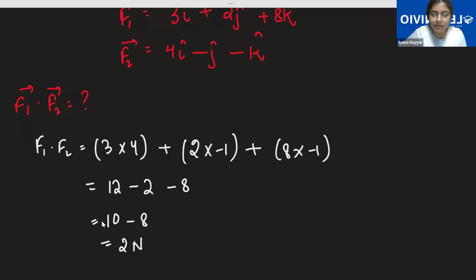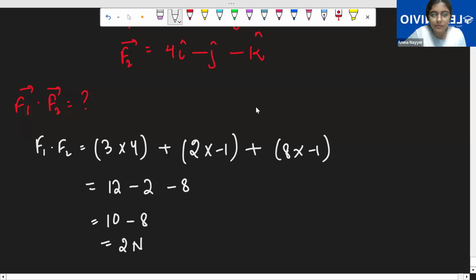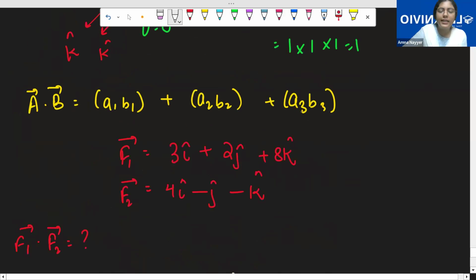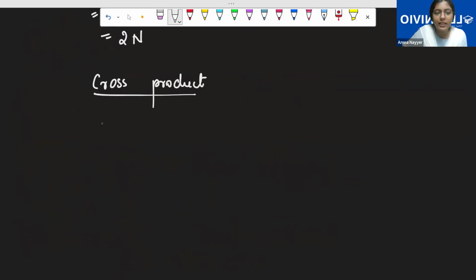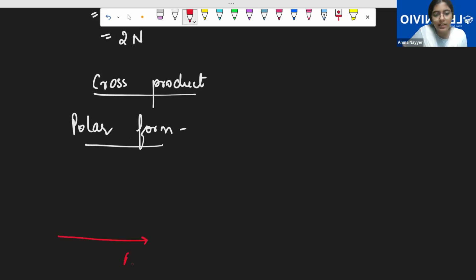Have you all written? Should I move forward? Yes, ma'am. All right. So let me discuss the cross product and then resolution of vectors. So that will complete the vectors. Okay, cross product in polar form, let me discuss first. Now, Mariam, the sine theta will come. So let's say this is one vector A, this is one vector B.